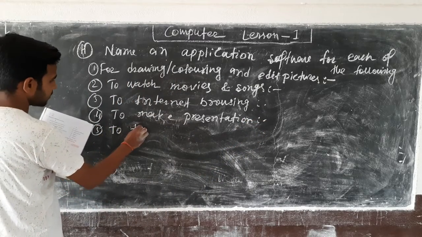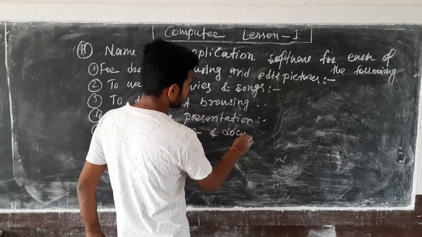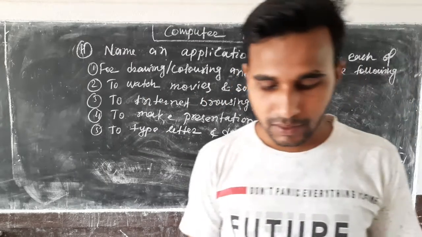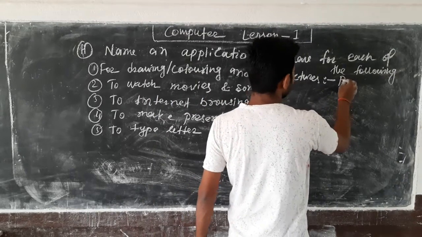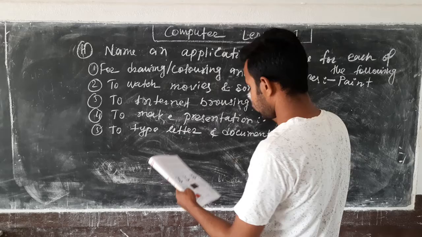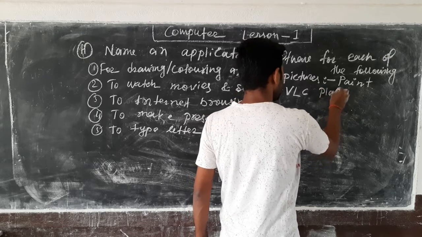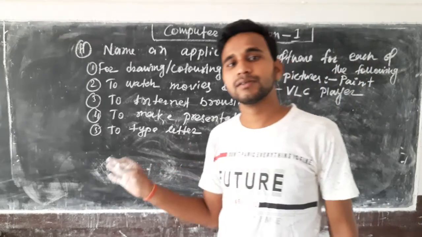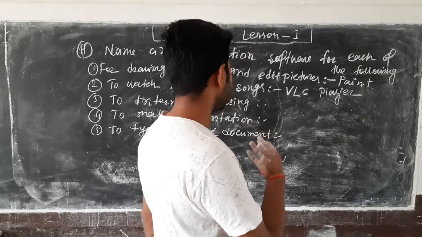Fifth number, to type letters. All the application software are given in your book, and we have to say about this one. For the first, we use application software Paint. Second, to watch movies and songs, this one is VLC Player. These all are application software we can get from the Play Store of your computer systems and your mobiles also. All will be available.